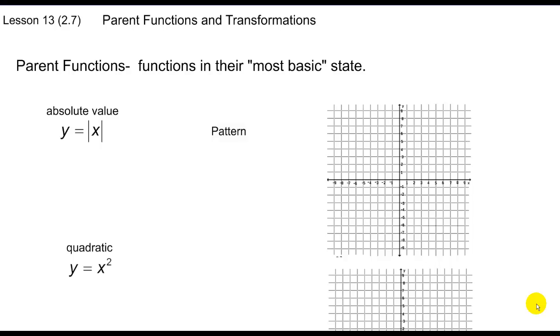Today we're going to continue our graphing conversation, and we're going to talk today about parent functions and transformations. We've done a little bit of this already with our absolute value graph, but we're going to extend it to many more graphs as we move on. So what a parent function is, it's a function at its most basic state. In other words, the absolute value, we've already done some things with that.